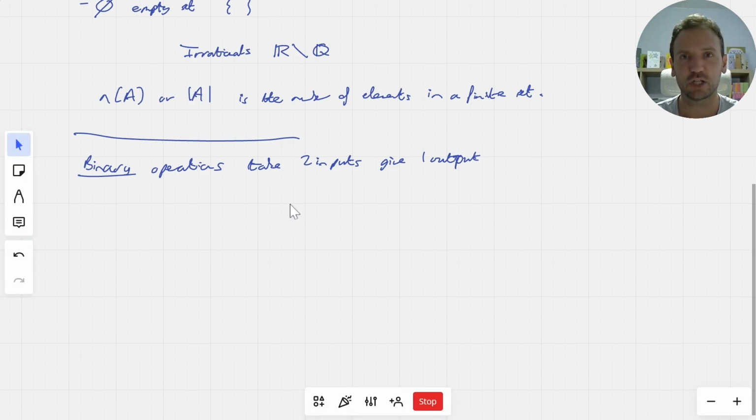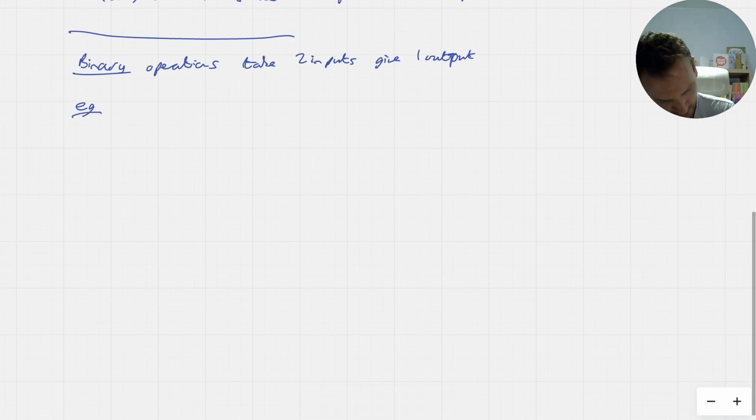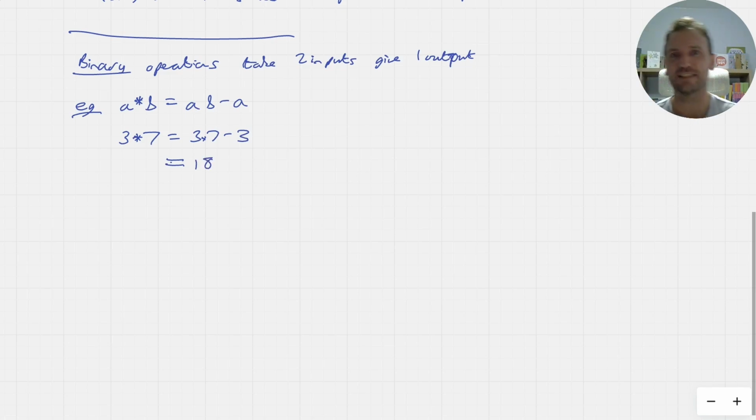We can define strange binary operations though. So I could give an example where I say, well, I just want the binary operation asterisk to represent... So if I write A asterisk B, that could mean AB subtract A. So for example, if I was then to say, well, what's 3 asterisk 7? I'd do 3 times 7, subtract 3, and we'd get... Sorry, my pen's really playing up today. And we'd get our answer of 18. So we can define more complicated binary operations in those cases.